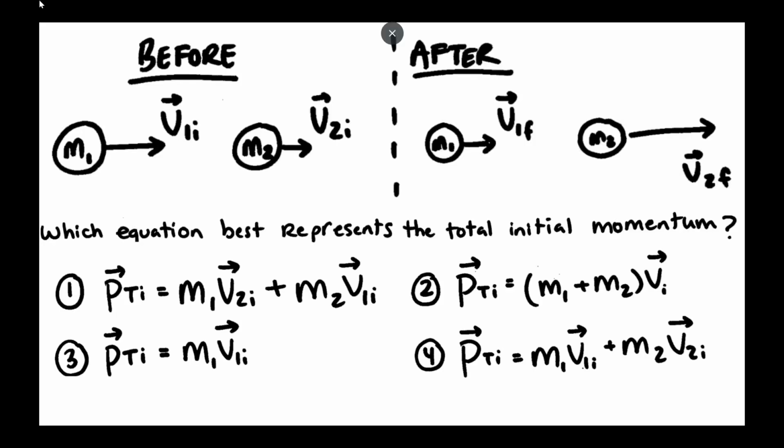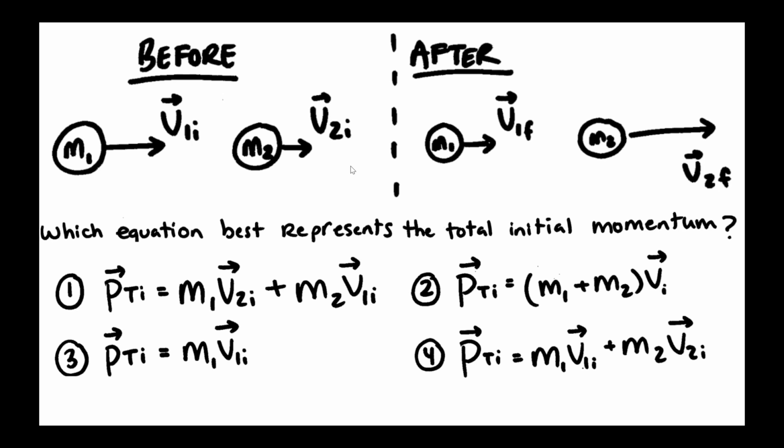All right, so let's first just get an understanding of what we're looking at here. We have m1, so some mass is moving with some initial velocity. This is before the collision, and there's m2 that also has some initial rightward velocity, but it looks like m1 is traveling faster than m2, which is why it eventually collides and it bumps m2 ahead of it, and so m2 then ends up with a faster speed. So we are trying to figure out which of these equations best represents the total initial momentum.